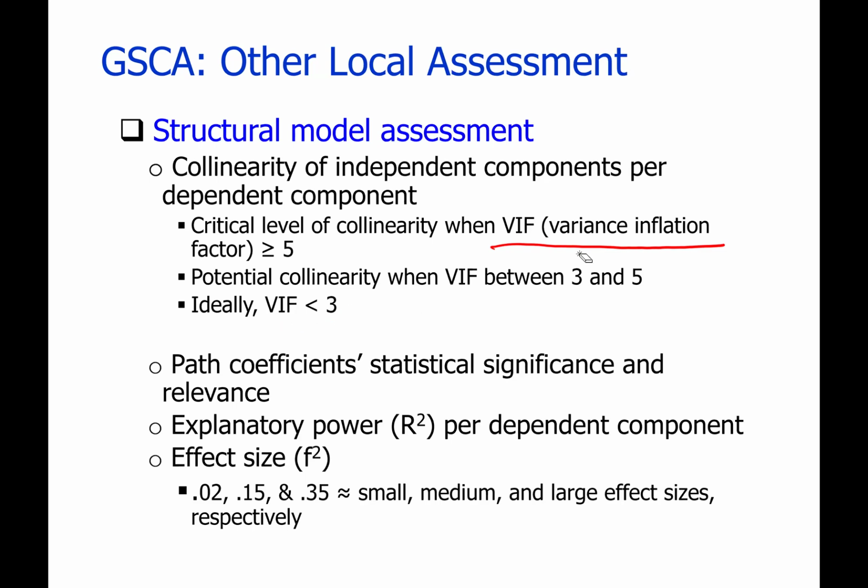We can also check the statistical significance and sizes of path coefficients. The other metrics are simply R squared for the dependent component, like in linear regression, and the effect size. These are quite straightforward, just as in linear regression, so I'm not going to explain further. By looking at these different metrics, we can check the quality of the structural model and also the measurement model with components only in GSCA.